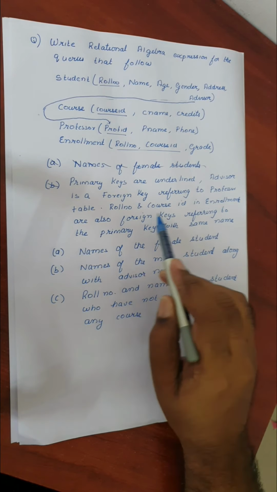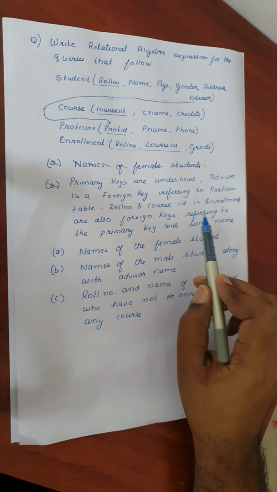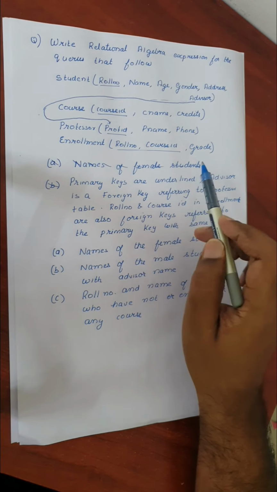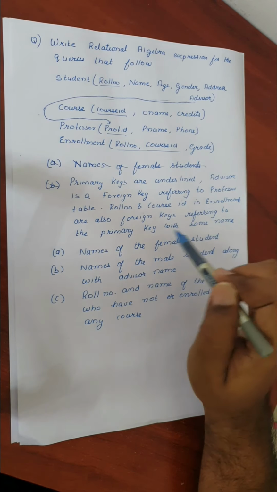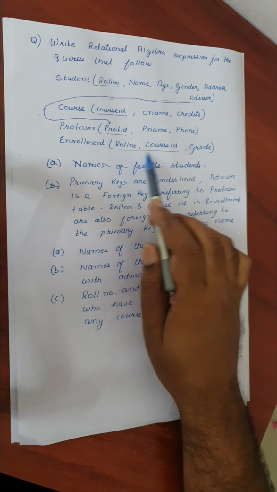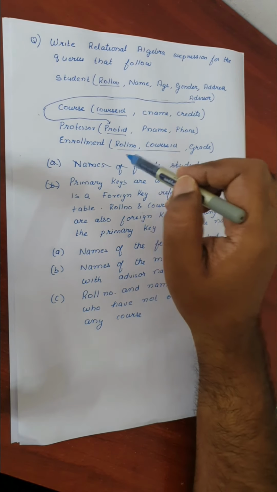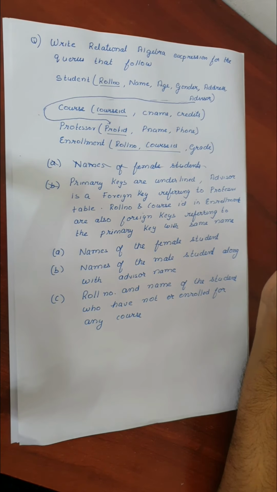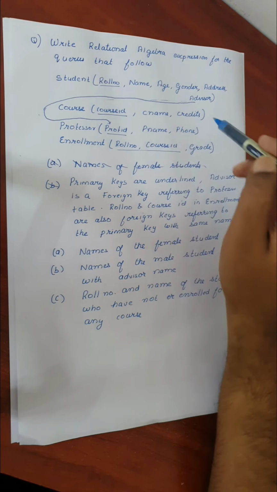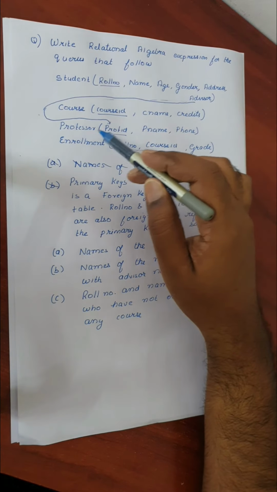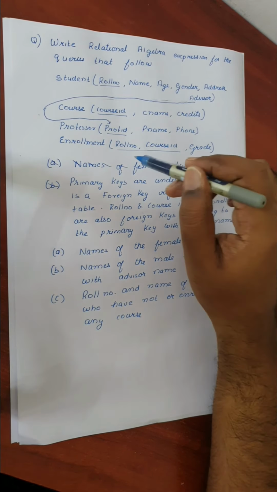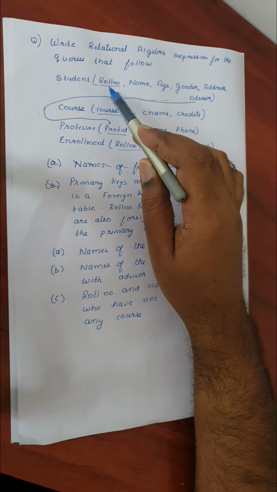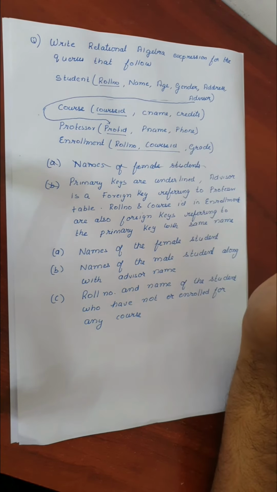Next, roll number and course ID in the enrollment are also foreign keys referring to the primary key with the same name. So these are primary keys, and advisor is a foreign key referring to professor ID. This roll number, course ID is also a foreign key referring to the roll number of the student as well as the course ID of the course.